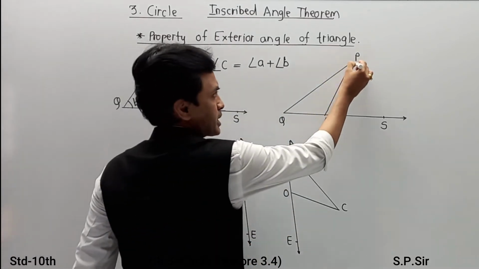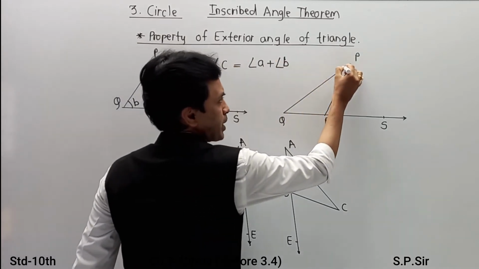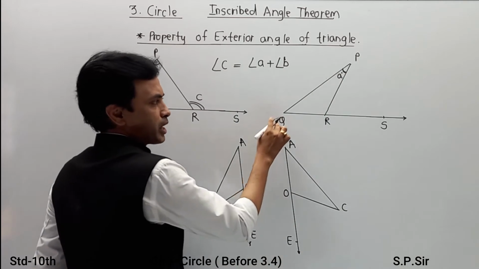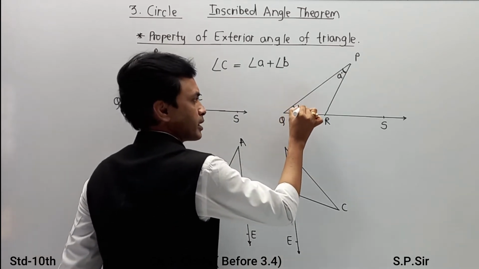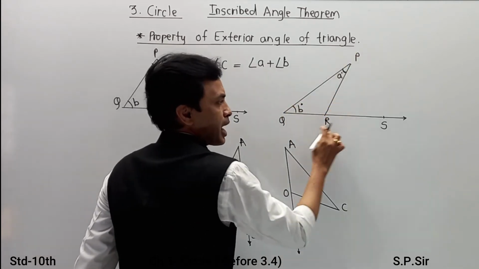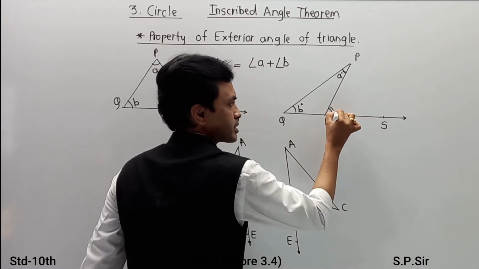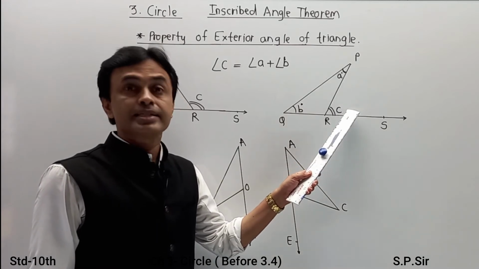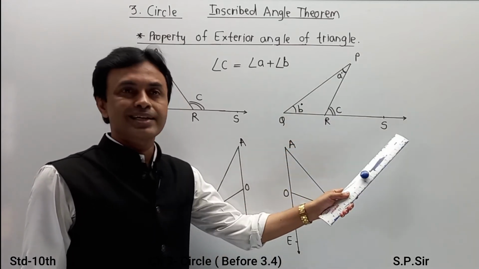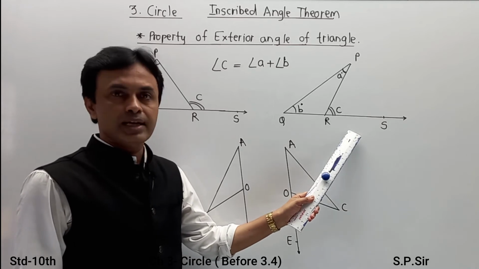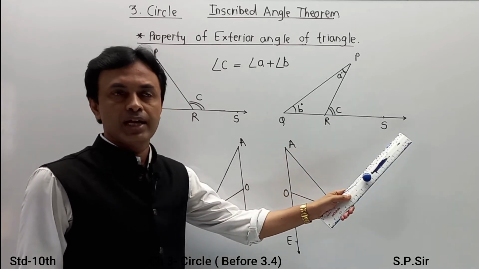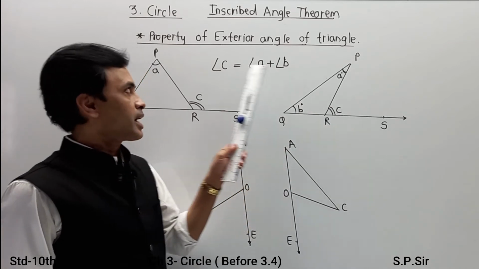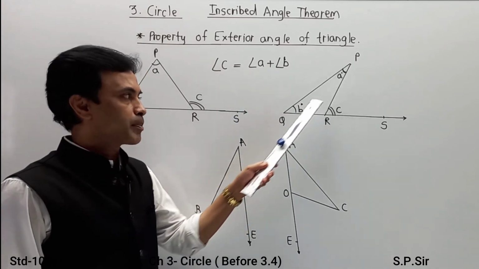How? If I say the same from over here, the value of angle P is A degree, the value of angle Q is B degree, and angle PRS I am going to take as C degree. No doubt, this angle C is an exterior angle, PRS is an exterior angle. Again in this diagram also, the value of the exterior angle is equal to the sum of the two remote interior angles. Means angle C is equal to angle A plus angle B.